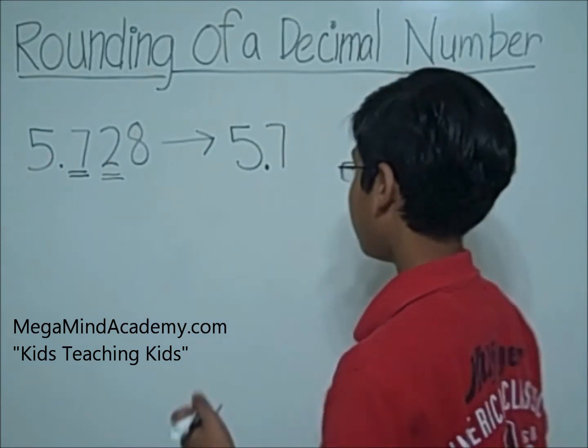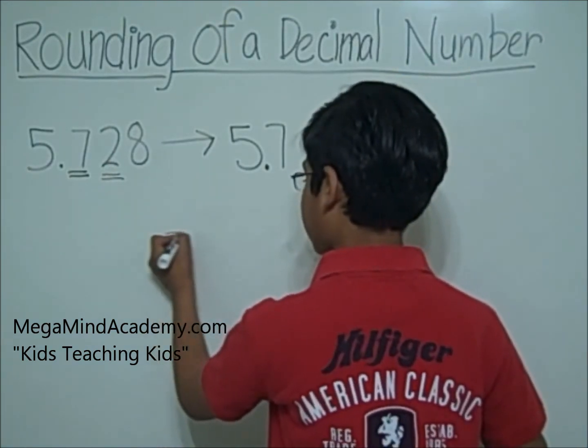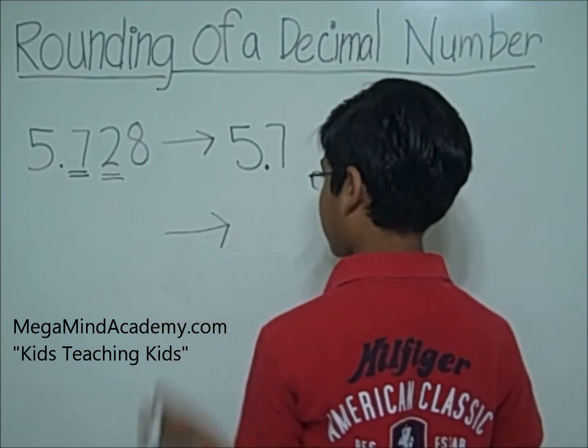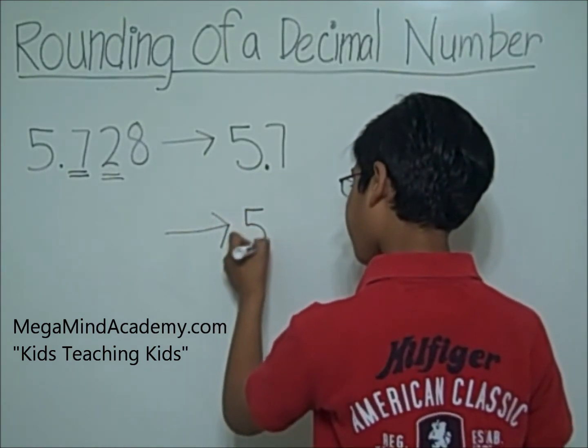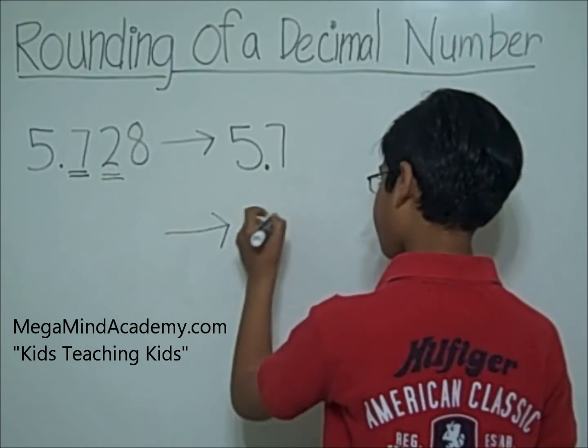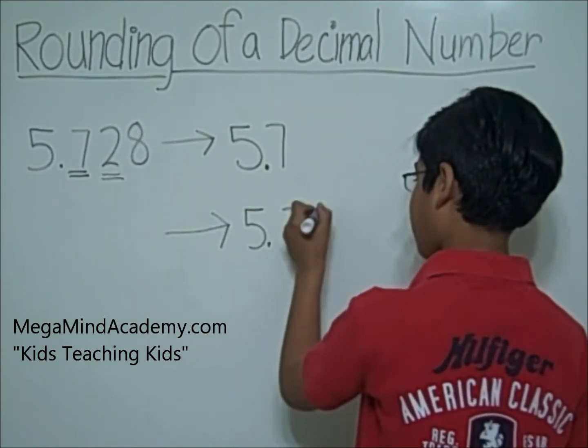So 5.728 rounded to the nearest hundredth becomes 5.73.